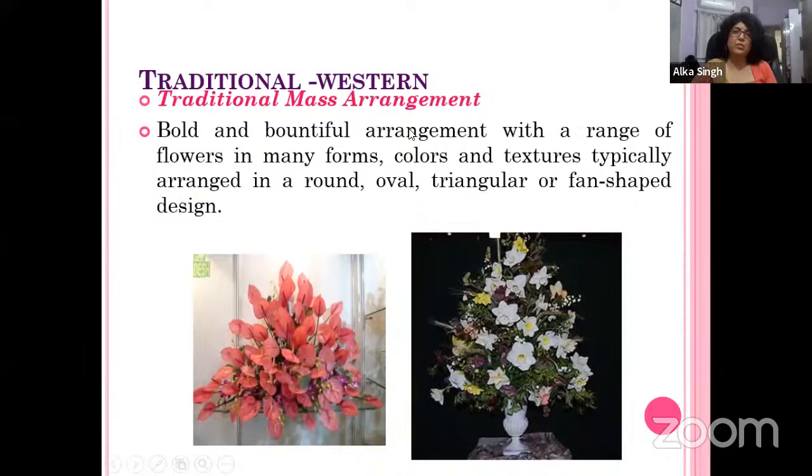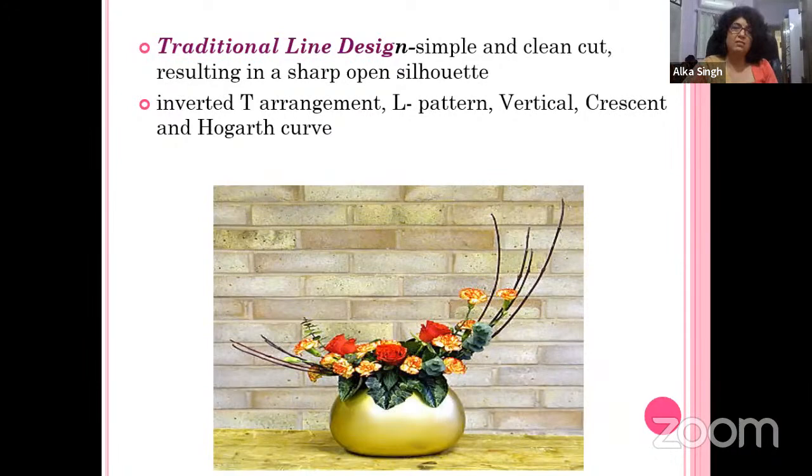Then traditional line design. What happens in traditional line design? It is completely different from traditional mass. In traditional mass, we were using a lot of flowers to get the mass effect. But here the lines are enhanced. So if you make an L shape, or an S curve, or a vertical, or a crescent, or an S Hogarth curve, here the lines are more enhanced.